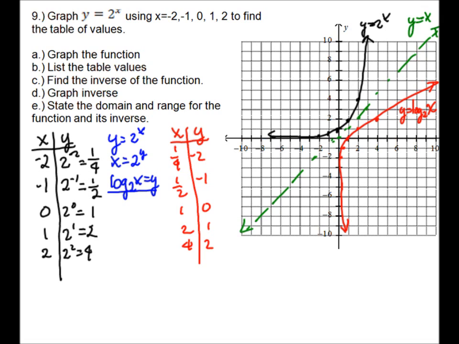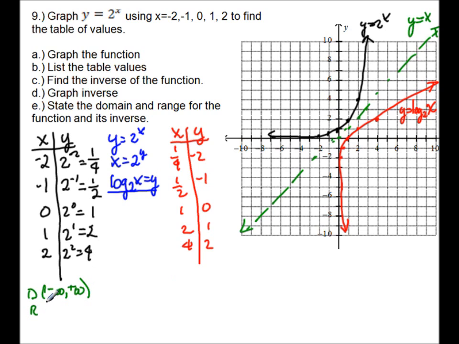And the last thing that we need to do in this problem is show the domain and range. And the domain of our original function, the black graph is our original function. So as we go to the right, what's happening with our x values, they're getting bigger and bigger. As we go to the left, our values are getting smaller and smaller, and there's no excluded value. So it's negative infinity, positive infinity.